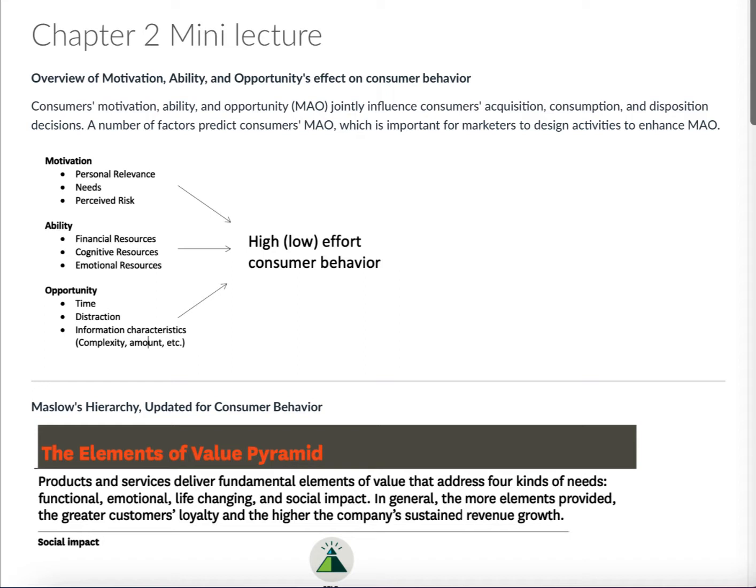Or imagine that a friend walks in the room right as the ad is playing and asks her a question. Then her opportunity to understand the ad is diminished. In order for the ad to influence a consumer, she has to have motivation, the ability, and then the opportunity to process. So that's in the context of ad processing consumer behavior.